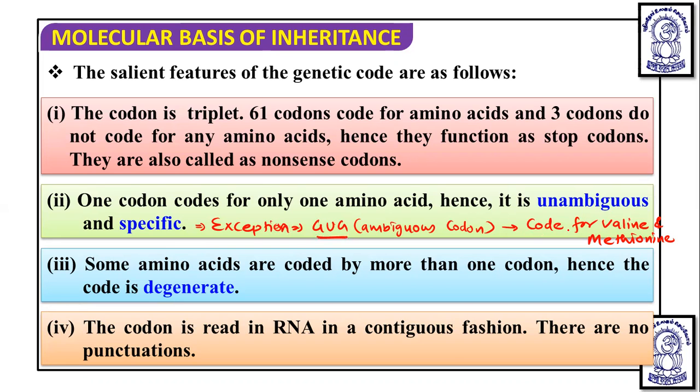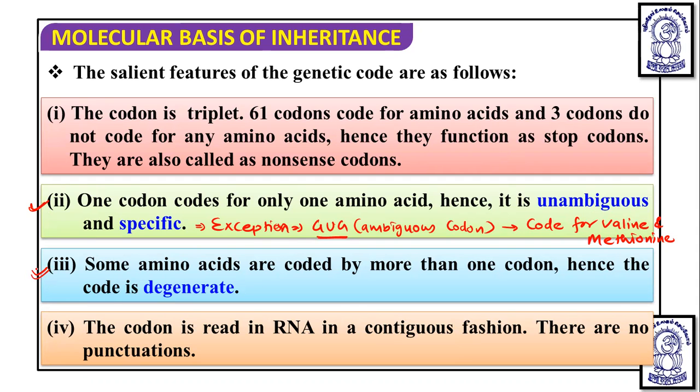So that is GUG, which is going to code for valine and methionine. When the GUG is present in between, then it will code for valine. But when it is in the initiating position, or first position in the mRNA, it is going to code for methionine. There is no punctuation, there is no comma, it is read in a contiguous form, but these two you should remember. These two are the important properties.